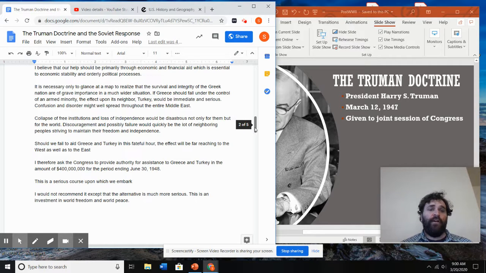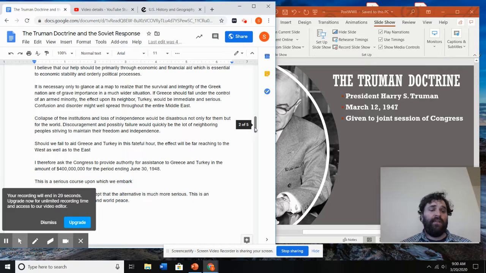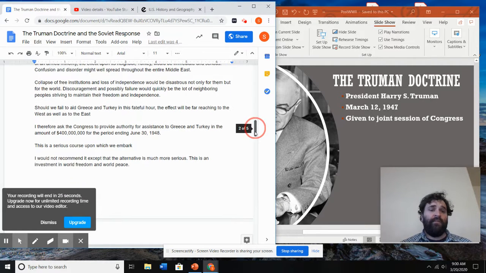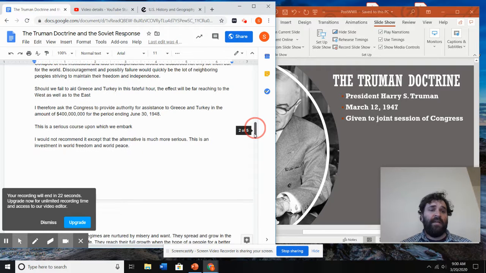If Greece should fall under the control of an armed minority, the effect upon its neighbor Turkey would be immediate and serious. Confusion and disorder might well spread throughout the Middle East. Collapse of free institutions and loss of independence would be disastrous not only for them but for the world. Discouragement and possibly failure would quickly be the lot of neighboring peoples striving to maintain their freedom and independence. Should we fail to aid Greece and Turkey in this fateful hour, the effect will be far-reaching to the west as well as to the east.